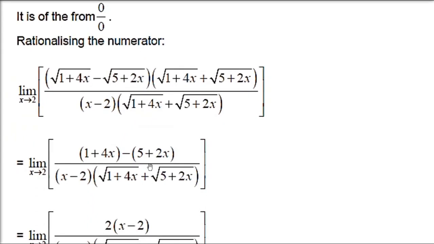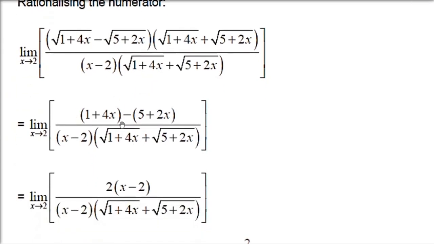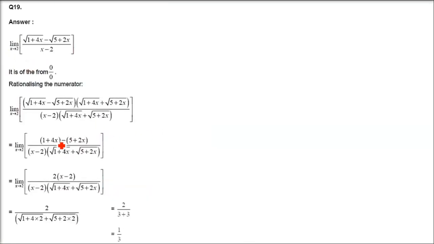Okay, just square it, a square minus b square. 1 plus 4x minus 5 plus 2x will come. And this will be a square minus b square. So 1 plus 4x minus 5 minus 2x, and that is going to be, because you have to be ready to cancel this x minus 2, minus 4 plus 2x. What does it mean? 2x minus 4. And if you take 2 common, x minus 2, x minus 2 gets cancelled. This is the main thing. So now put x as 2.